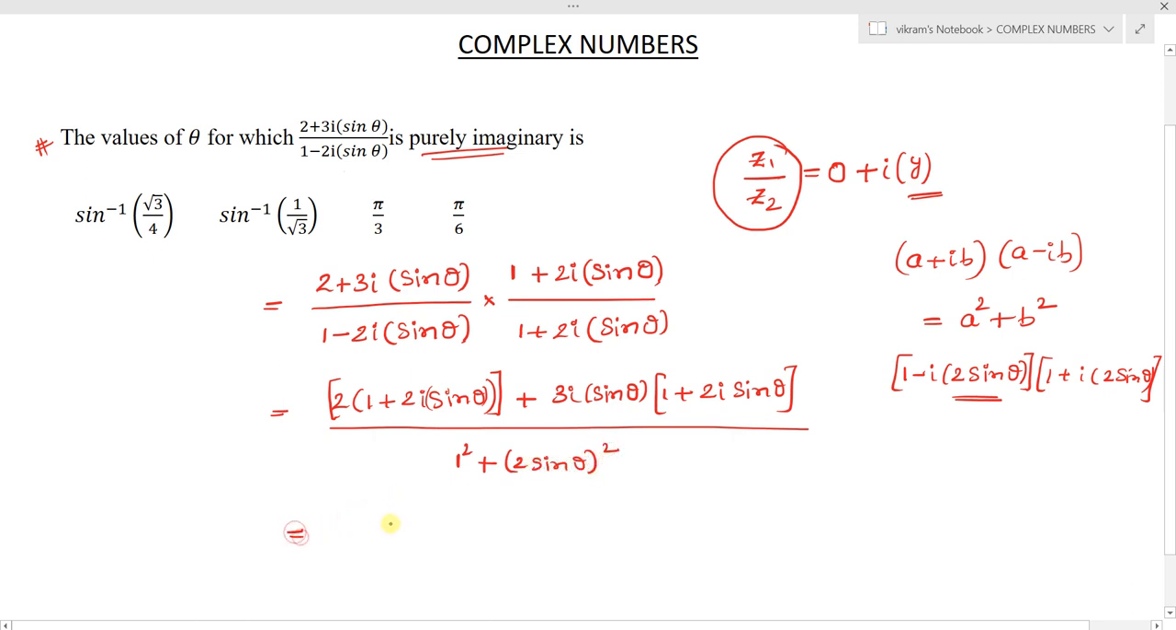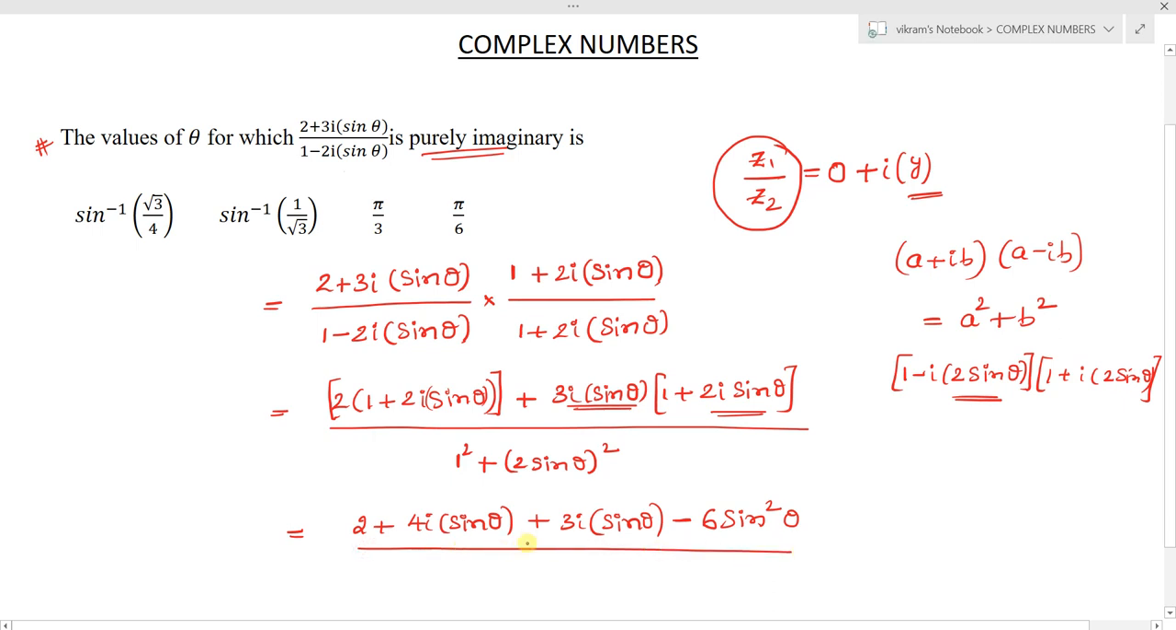Now perform the numerator: 2 plus 4i sine theta plus 3i sine theta, and 3i sine theta into 2i sine theta. What is the result? 3i into 2i is 6i square, and i square is minus 1. Then we can write it as minus 6 sine square theta, by 1 plus 4 sine square theta.